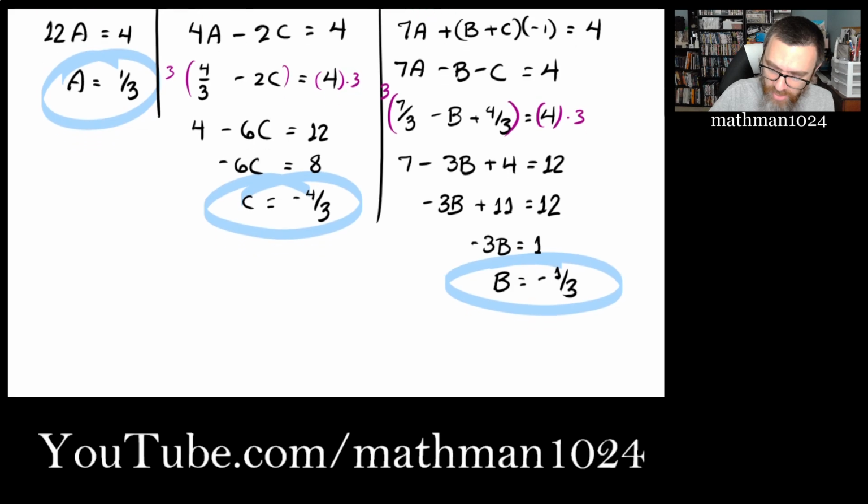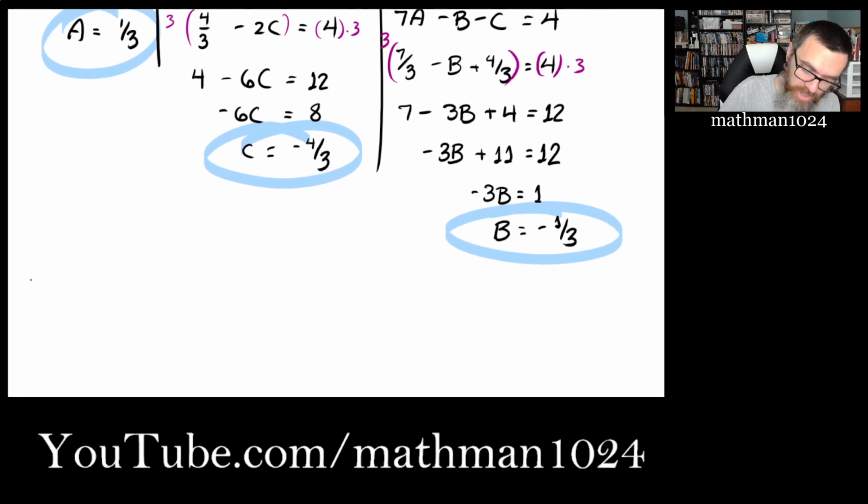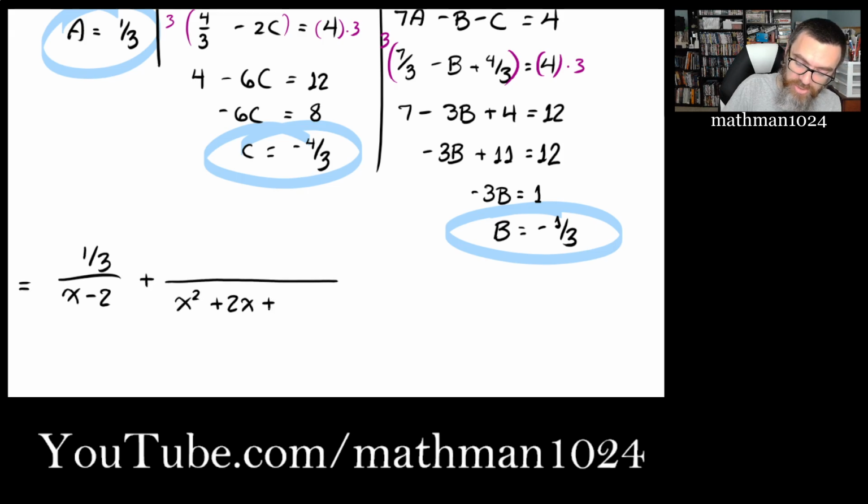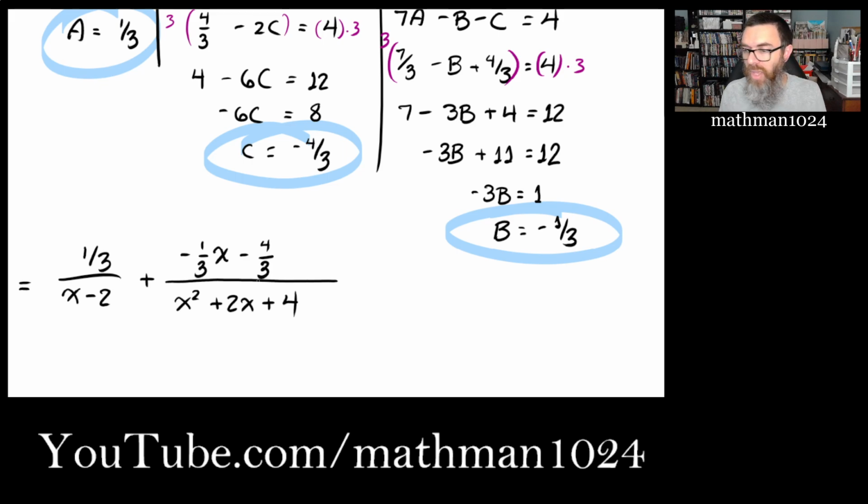All right, so we're going to rewrite our fraction using those guys. So our fraction is equal to 1/3 over the linear factor x minus 2. The other guy was over x squared plus 2x plus 4. And it was of the form bx plus c. So we'd write negative 1/3 x minus 4/3. So super fun, right?